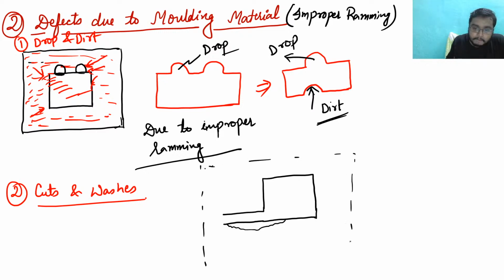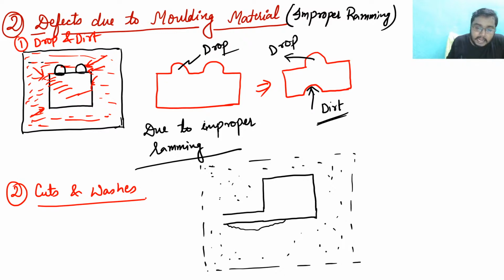Suppose that everywhere this is sand. Suppose that every place that is there is a presence of sand. Now what happens? These sand particles cut away from here like that. So it is cut from here and it is washed here, and hence it is washed here making projections like this. Okay, making projections like this, and hence this type of defect is known as cut and wash.